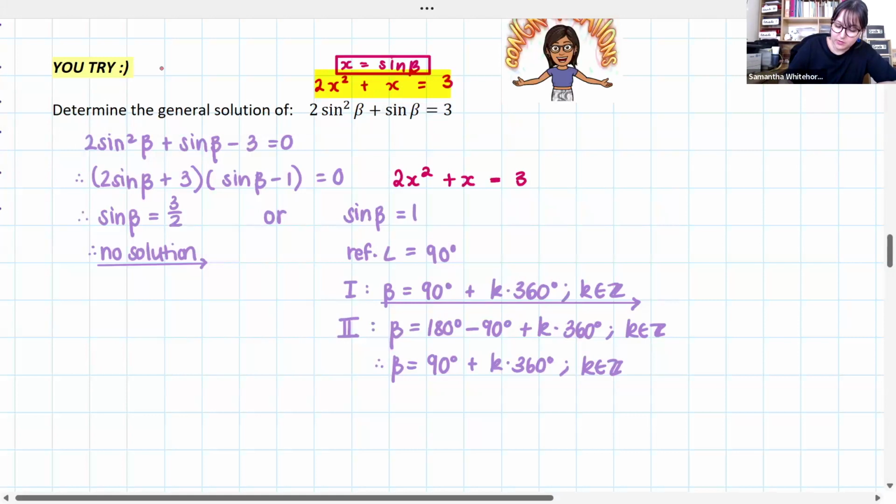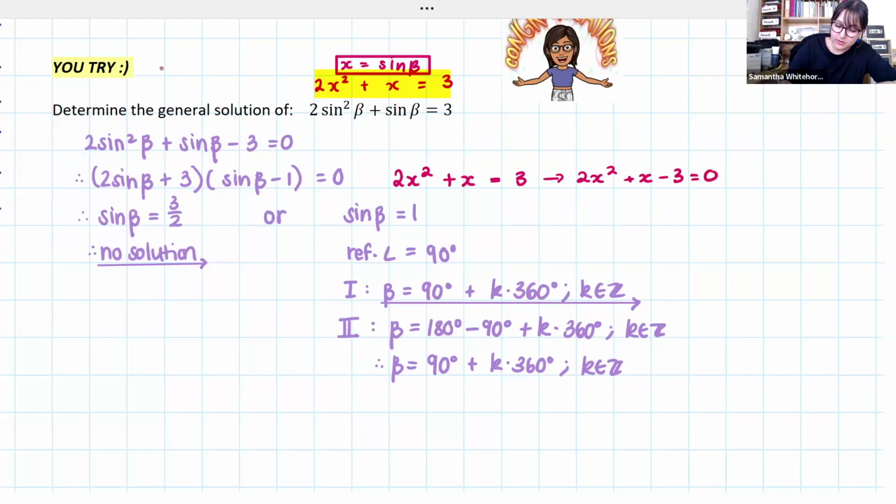So standard form would mean that you've got 2x squared plus x minus 3 equals 0. If you now factorize that, you get (2x plus 3)(x minus 1). And because we've said that those x's are the sines, that's essentially what you're dealing with in your factorize step.